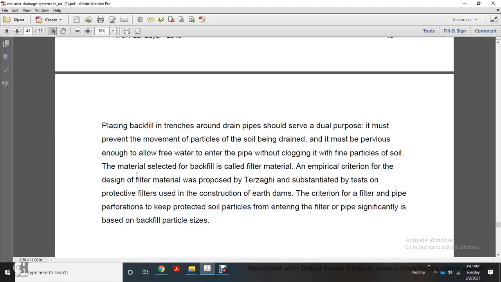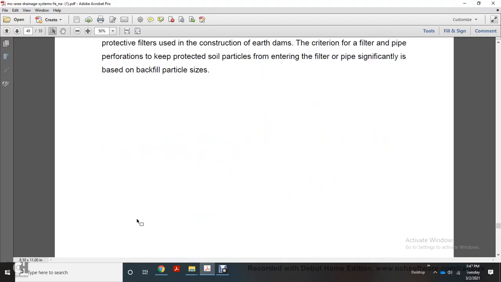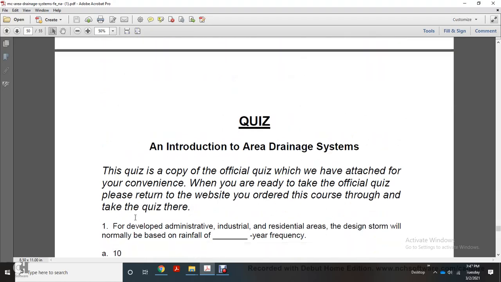The empirical criterion for the design of filter material was proposed by Terzaghi, substantiated by tests on protective filters in the construction of earth dams. The criterion for filter pipe perforation, to keep protected soil particles from entering filter pipes, is based significantly on backfill particle size. Then it goes into the quiz for the introduction to area drain systems.